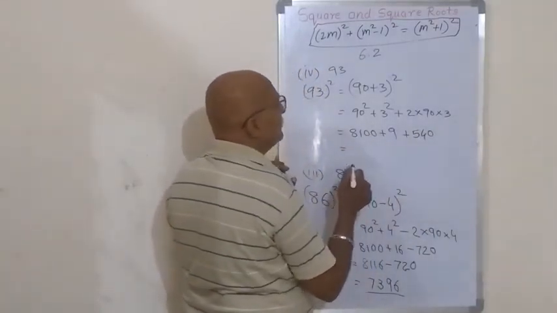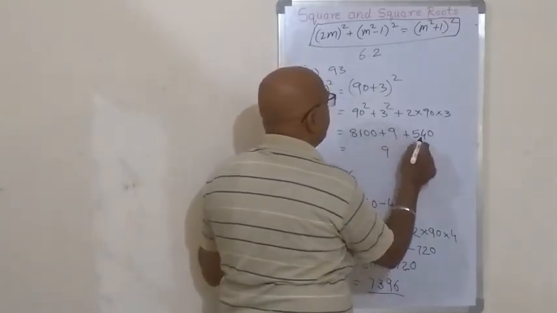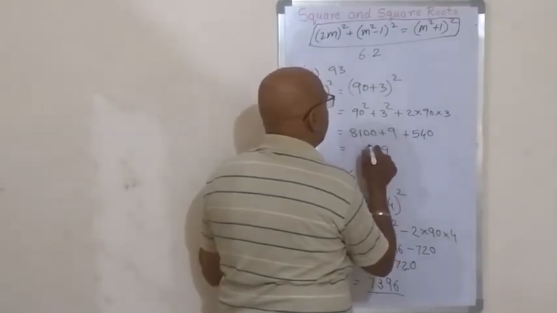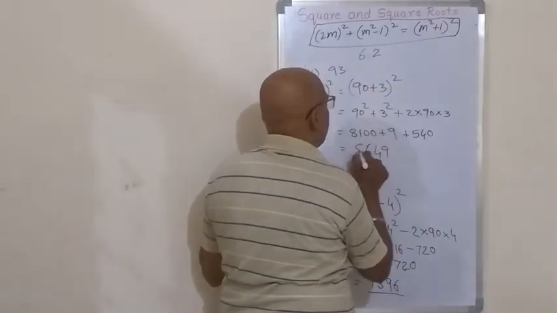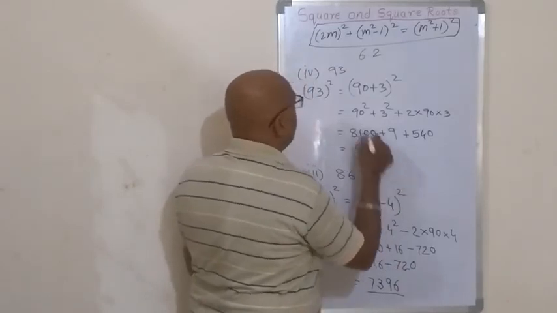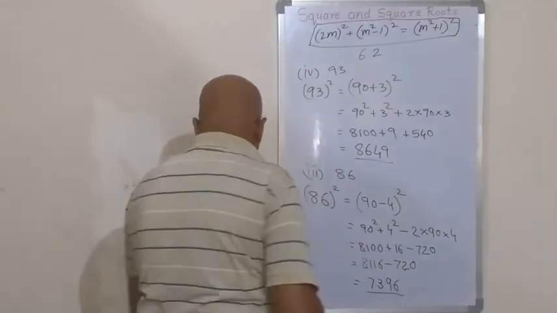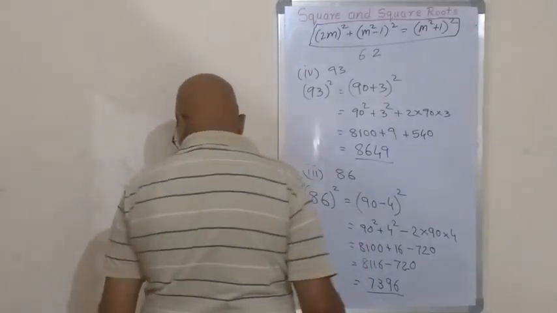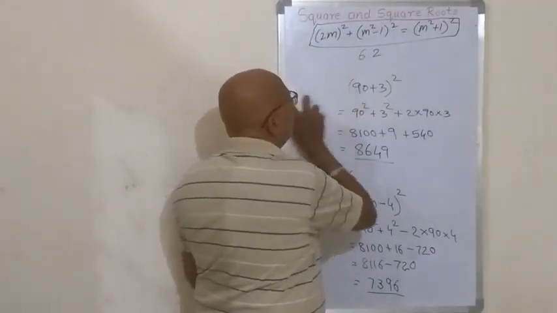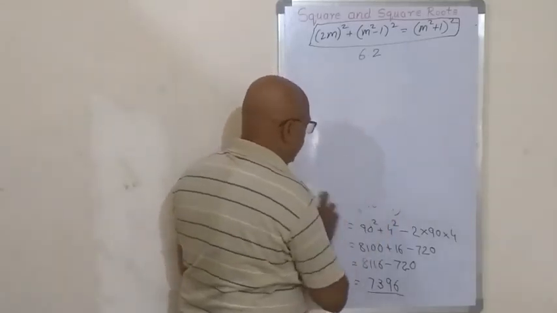So what we have? Add all these, we get 0 plus 9 plus 0 is 9, 4 plus 0 is 4, 5 plus 1 is 6 and 8 as it is. So 8649 is the square of 93. So this way, by the same method, you have to complete the remaining 3 here so that you can complete the first part of the exercise.